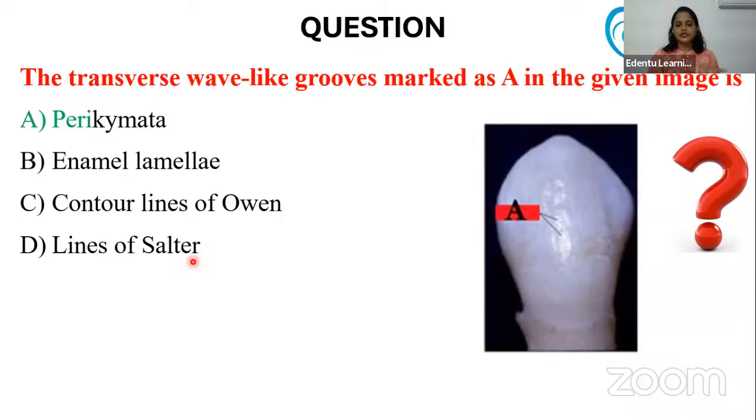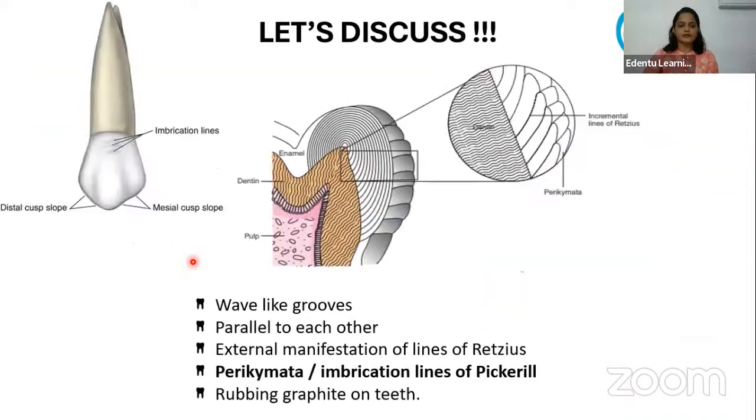Whereas option A, pericymata, is what we see on the macroscopic view of the tooth. The transverse wave-like grooves that we see on the surface of the tooth are mainly the pericymata. These pericymata are also called the imbrication lines of Pickering. Remember the name, imbrication lines of Pickering. They are wave-like grooves seen near the cervical third, arranged parallel to each other like this. They are considered an external manifestation of the lines of Retzius.